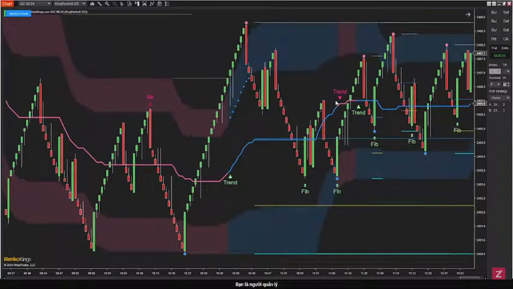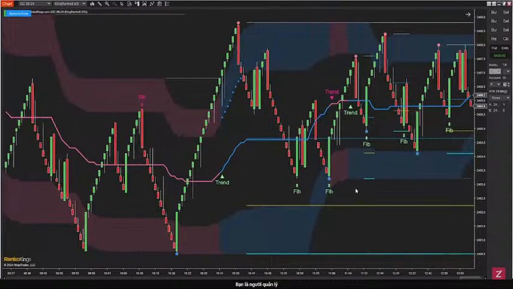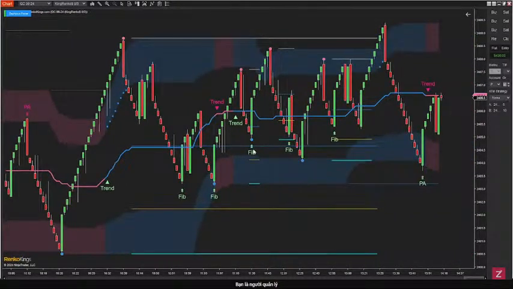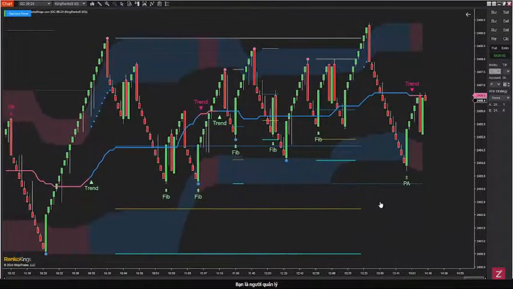Nothing on the short side, even though here it says trend is down, but absolutely no actual signal on the short side, no Fibonacci or PA signal on the short side. Instead, again, we get long Fibonacci pullback signals, a few of them over here, and then the day is over.